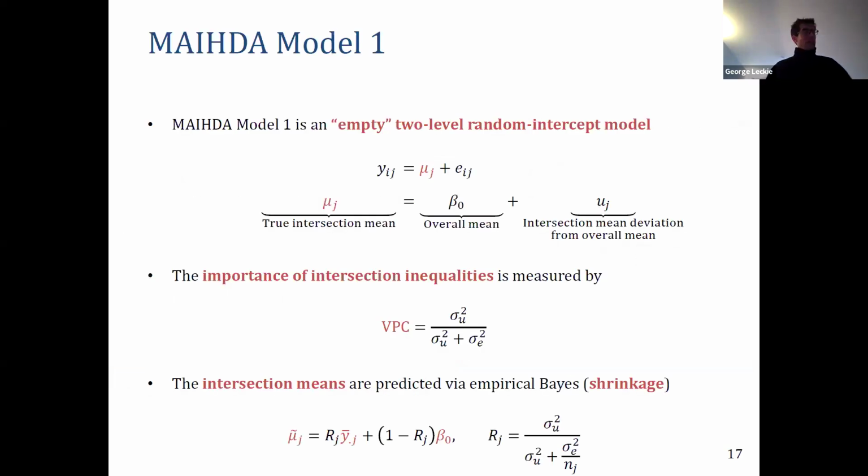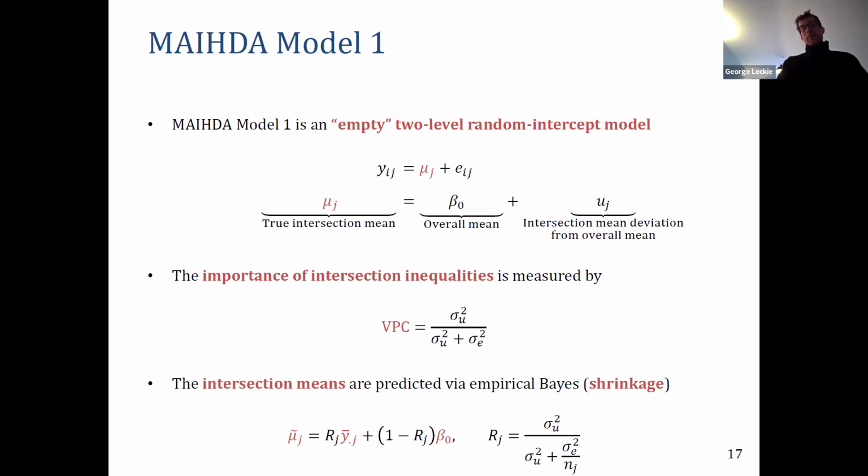So this brings us now to the first MAIHDA model. This is just what in multilevel modeling we'd call a 2-level empty model with a continuous outcome. You might call it a 2-level variance components model, 2-level random intercept model, all of that kind of jargon. That's what we're talking about. In terms of the algebra, the model equation has y sub ij, which is the reading score for child i in intersection j.